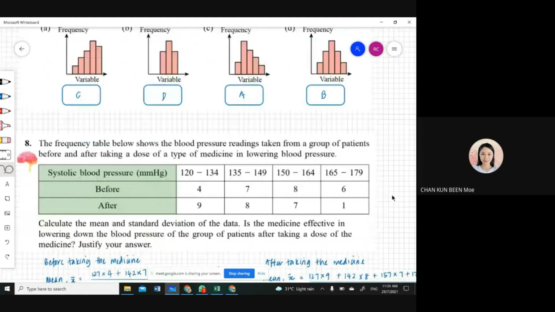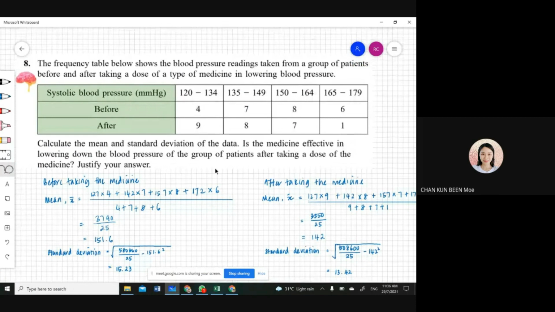Okay, now we continue with question number 8. You're given the frequency table that shows the blood pressure reading taken from a group of patients before and after taking a dose of a type of medicine in lowering blood pressure. You can see the systolic blood pressure in millimeters of mercury here, before and after, with the reading over here. They ask you to calculate the mean and standard deviation of the data. And then they ask you, is the medicine effective in lowering the blood pressure of the group of patients after taking a dose of the medicine, and justify your answer. So we need to see after they take the medicine, is there any improvement or not?